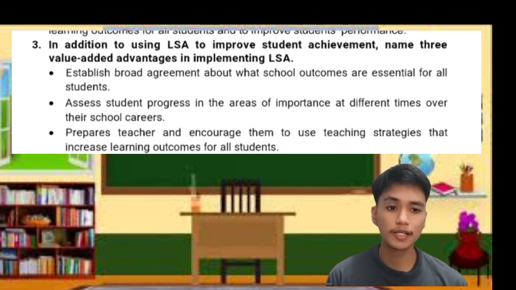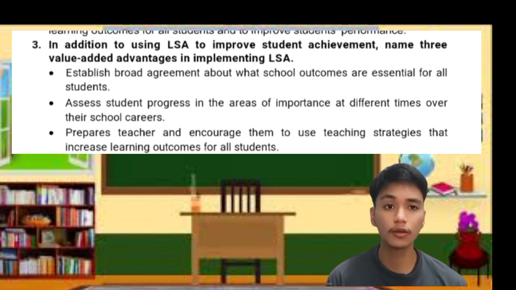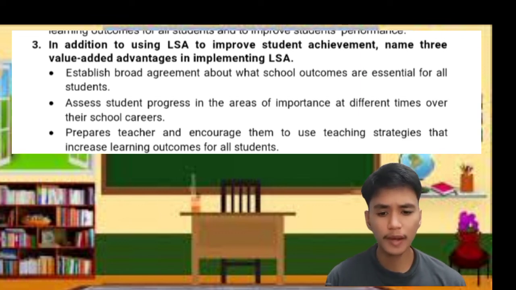assess student progress in the areas of importance at different times over their school careers. And number 3, prepares teachers and encourage them to use teaching strategies that increase learning outcomes for all students. If the teacher uses teaching strategies, it will help their students to bypass their areas of weakness and to perform at the level which they are capable.